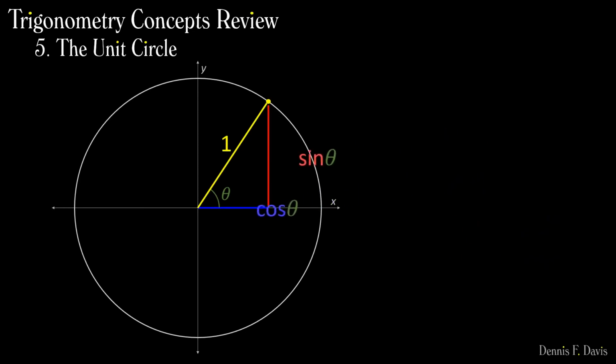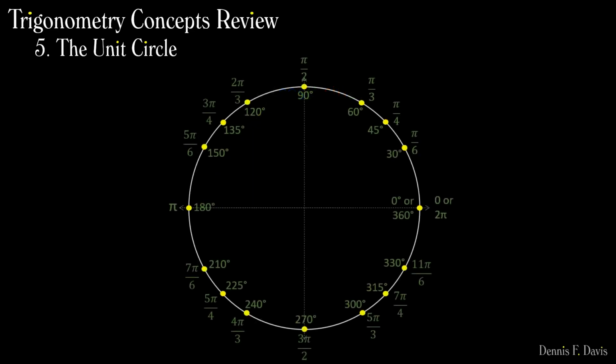Anyway, this means we can read the cosine and sine directly from the unit circle, since they are the x and y coordinates of the yellow point on the circle corresponding to angle theta. Don't panic, but you should know the cosine and sine of each of these angles. Of course, I'll show you an easy way to know these without memorizing them.